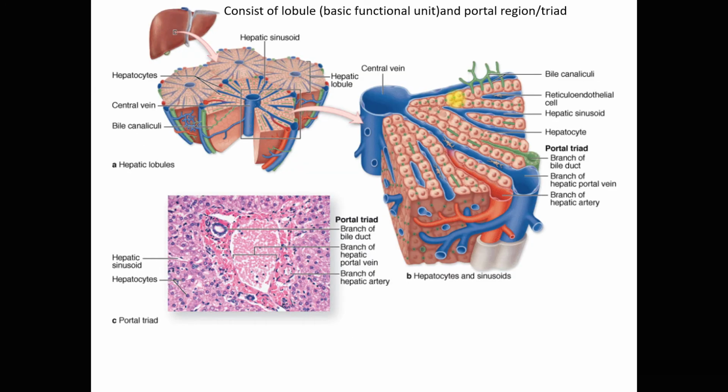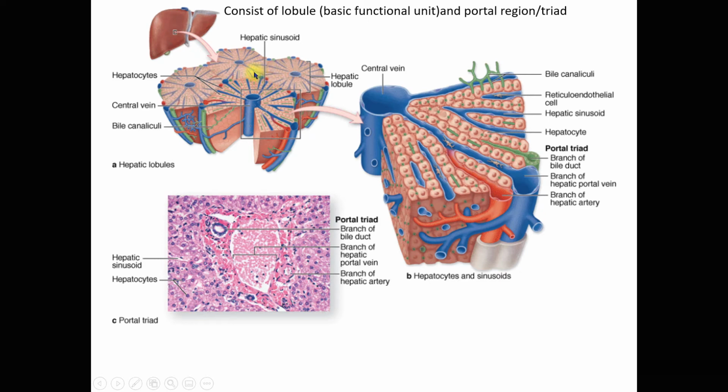Now our liver consists of many lobules and portal regions or portal tracts. You can see here a portion of this liver. You can see this lobule. There are many lobules, and between one lobule and another lobule, there is a small region here, which is known as the portal region.